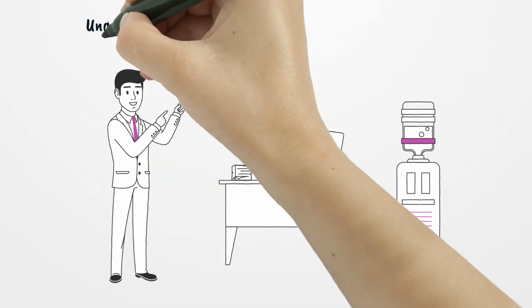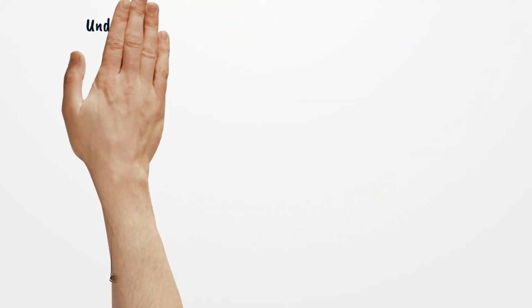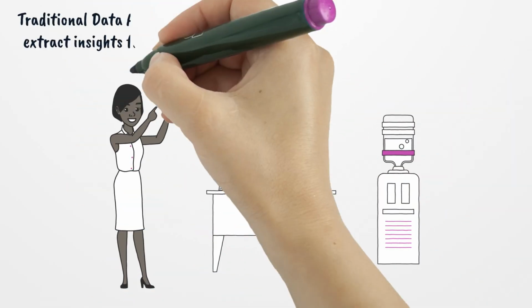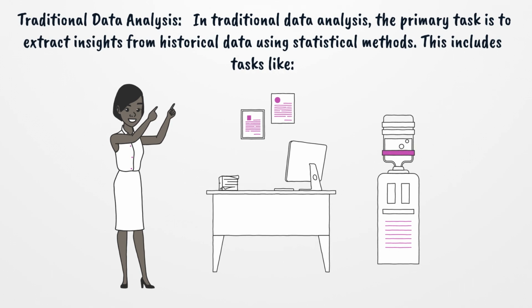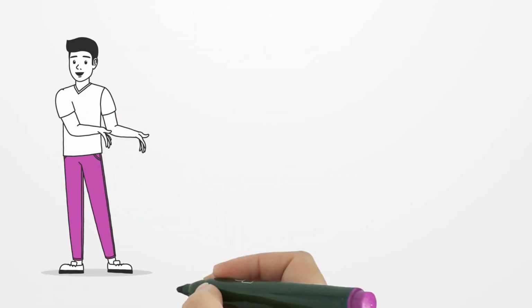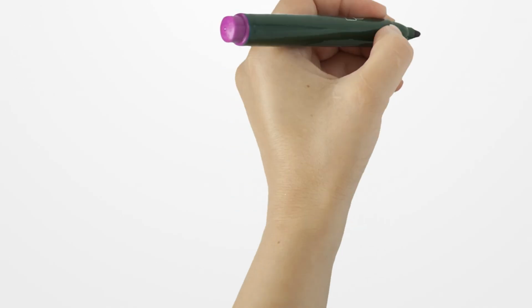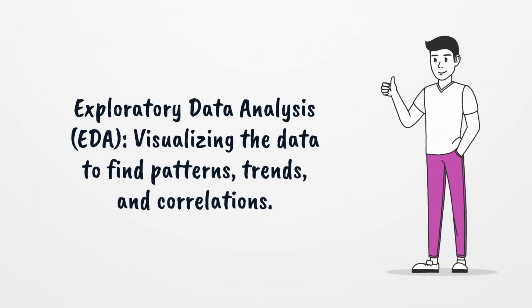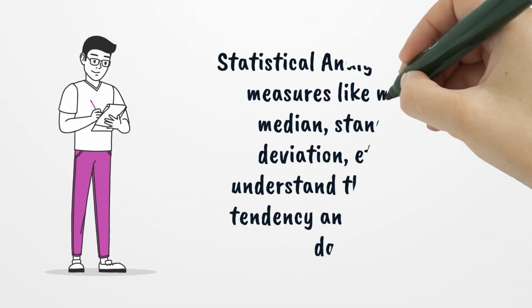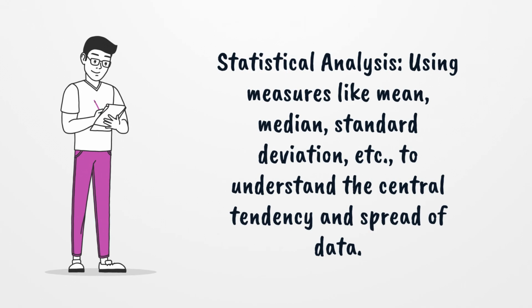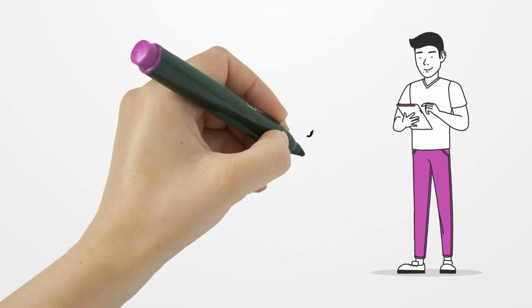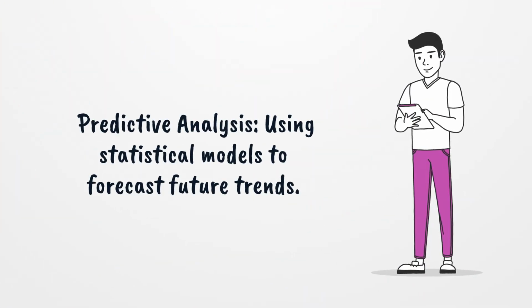Understanding machine learning versus traditional analysis. Traditional data analysis. In traditional data analysis, the primary task is to extract insights from historical data using statistical methods. This includes tasks like data cleaning, preparing the data by handling missing values, removing duplicates, and formatting. Exploratory data analysis, EDA, visualizing the data to find patterns, trends, and correlations. Statistical analysis, using measures like mean, median, standard deviation, etc., to understand the central tendency and spread of data. Predictive analysis, using statistical models to forecast future trends.